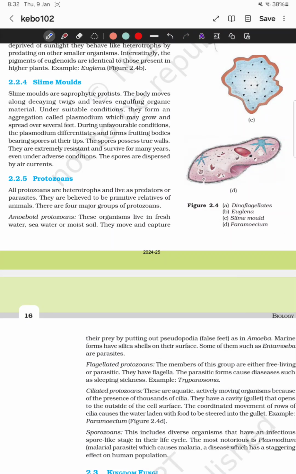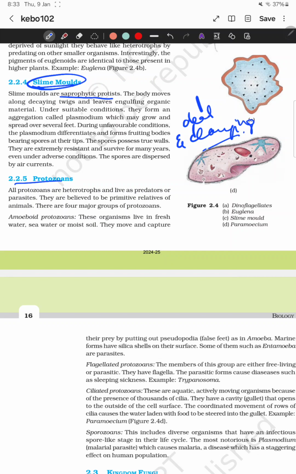Today in this video we are going to learn about the kingdom Protista. In the last video we learned up to the euglenoids, and the remaining two are slime molds and protozoa. Slime molds are nothing but the saprophytic Protista. Saprophyte means the organisms which depend upon dead and decaying organisms for food and shelter.